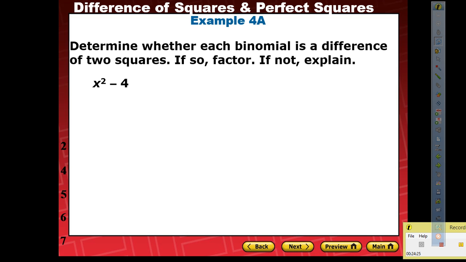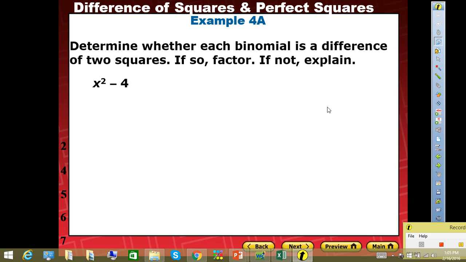Example 4A. Copy this, please, including the instructions. It says, example 4A, determine whether each binomial is a difference of two squares. If so, factor. If not, explain. Copy that, please. 30 seconds. All right. Pens down, eyes up here.